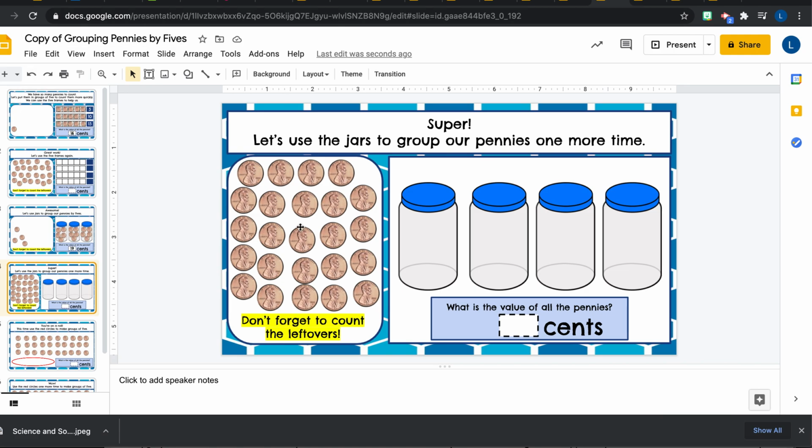And you are going to fill these jars with 5 pennies each. And then you're going to count what's left over. So 5, 10, 15, 20, and whatever is left over you're going to put into your cents. So we're practicing our counting by 5's with counting up our pennies. So go ahead and head over to your Google Slide and find your slide number.